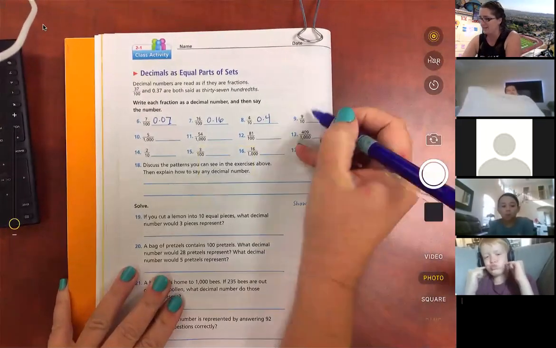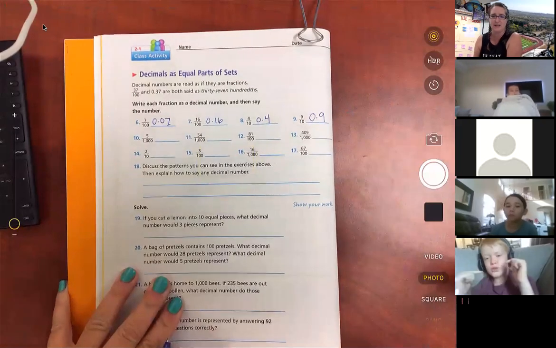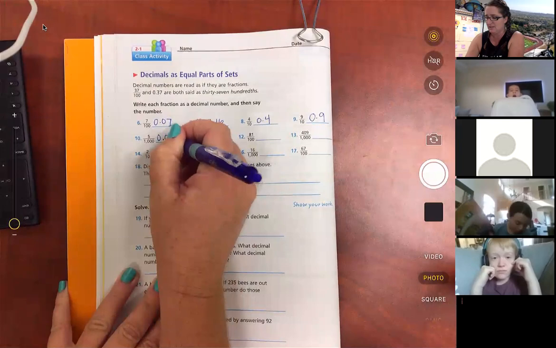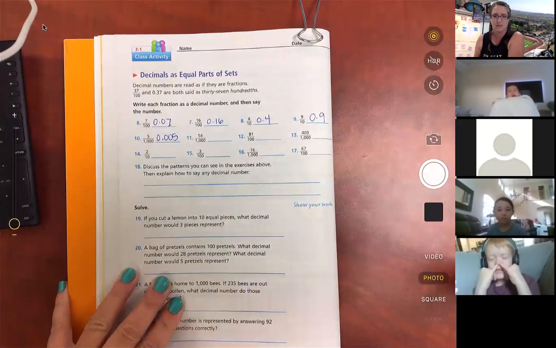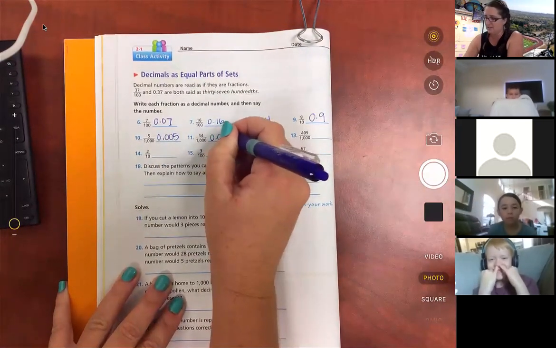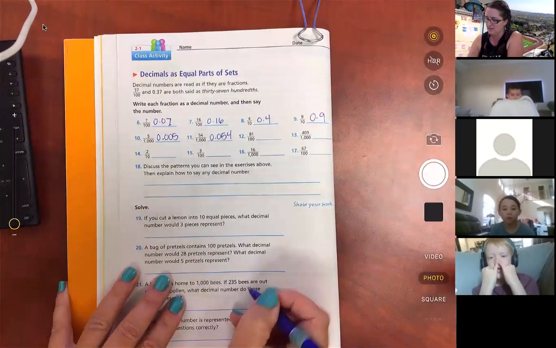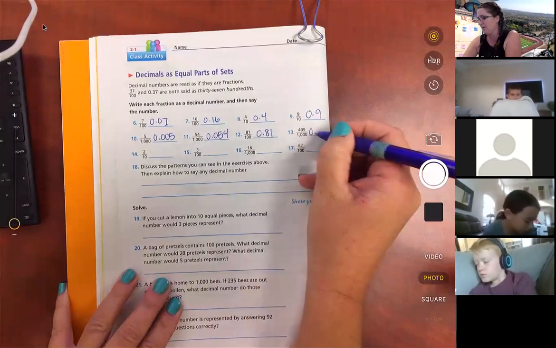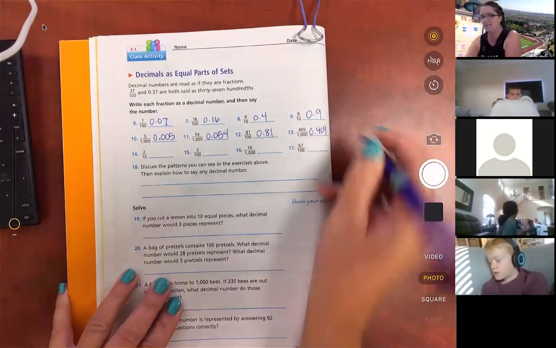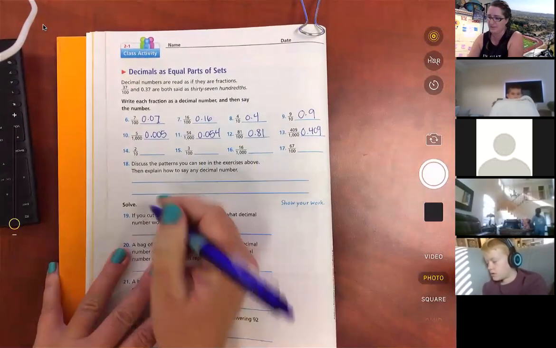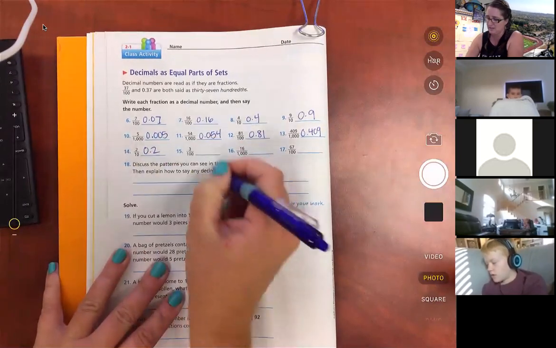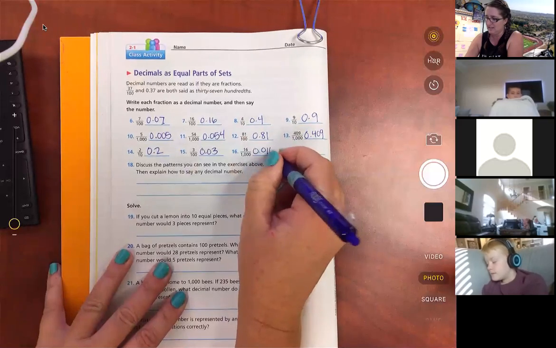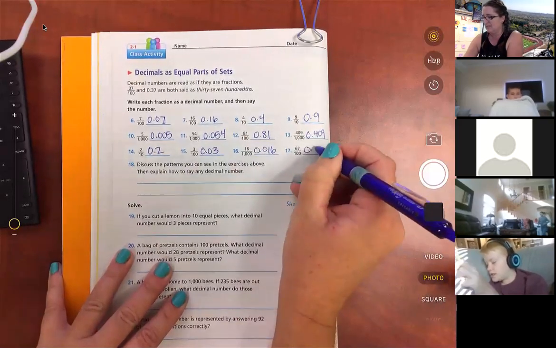So for 9/10, it would look like that. 9 is in the tenths place. 5 thousandths. 54 thousandths. 81 hundredths. 409 thousandths. Squeeze it on in there. 2 tenths. 3 hundredths, 16 thousandths, and 67 hundredths.